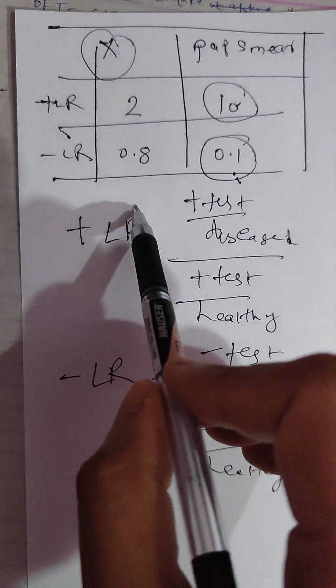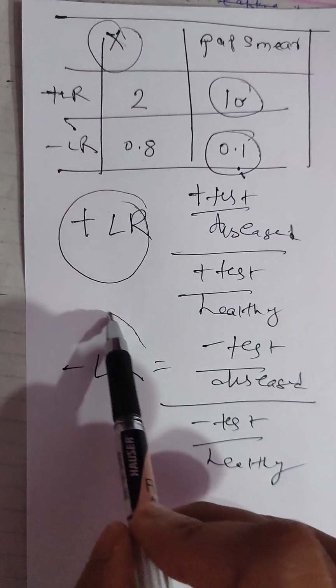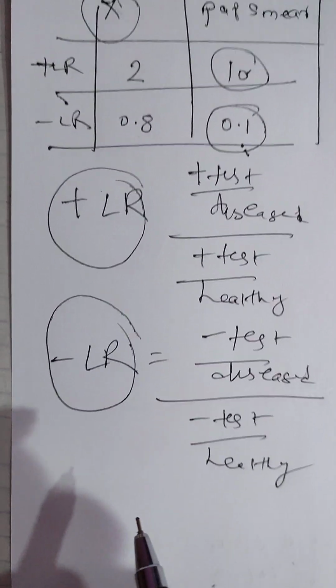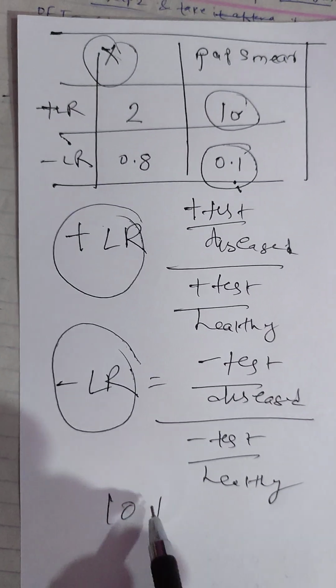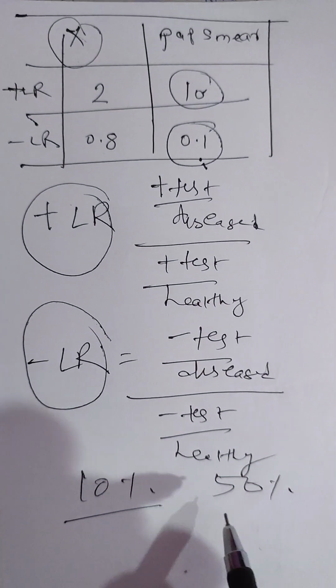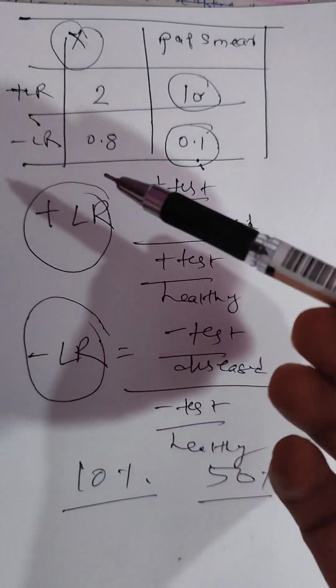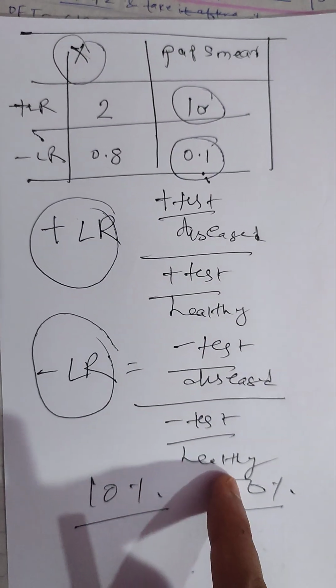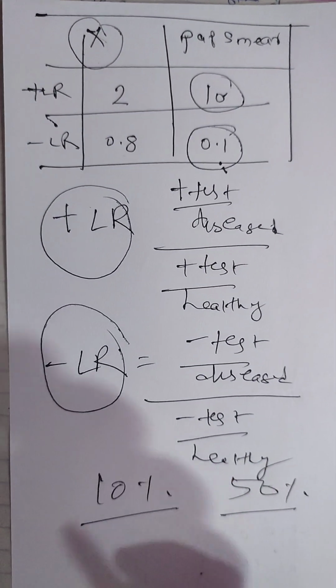And about likelihood ratio, I would like to tell you that it does not depend upon the prevalence of disease. Let's suppose a community has a prevalence of 10% of cervical cancer, and another community has a prevalence of 50% of cervical cancer. So the likelihood ratio of the test won't be affected by the prevalence of the disease, unlike the predictive value.